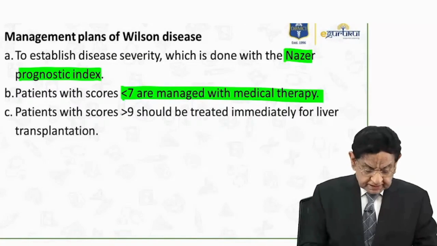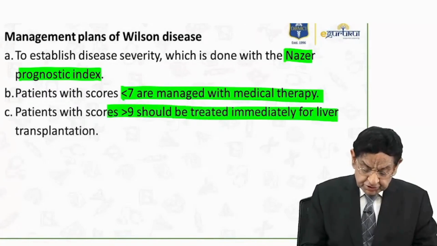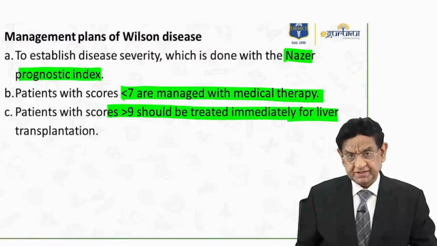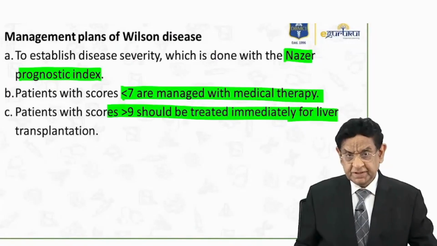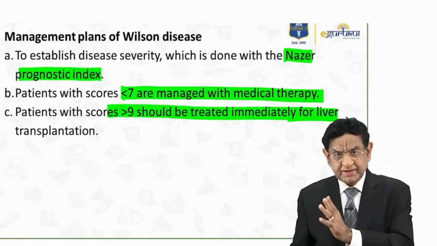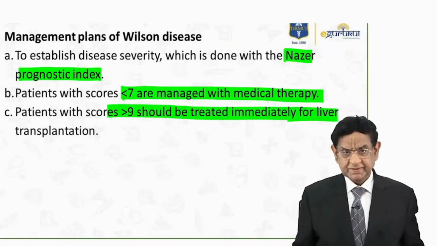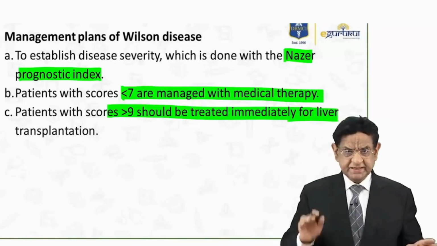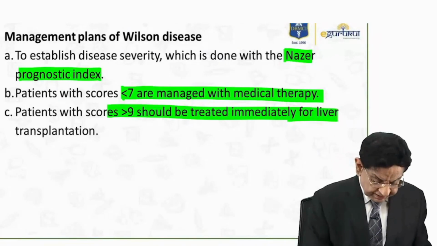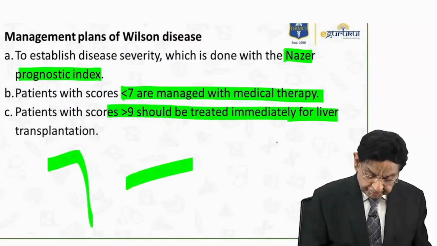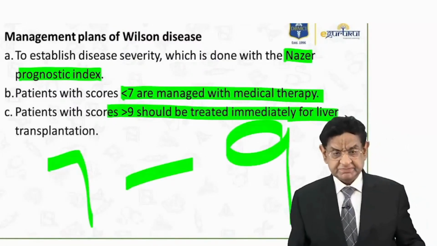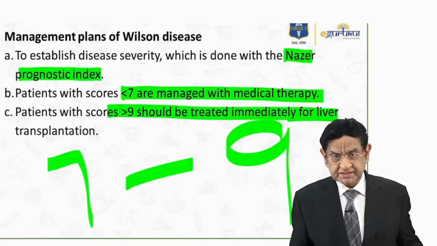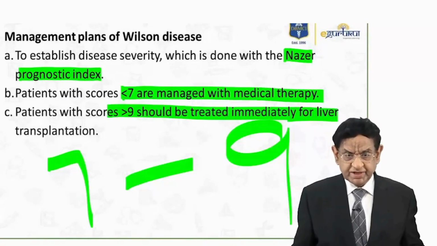But if the score is above 9, it should be immediately treated with liver transplantation. Point to be noted: below 7, medical therapy. Above 9, without wasting time, liver transplantation. Between 7 to 9, plan for liver transplantation. The only problem with liver transplantation is non-availability of the donor.